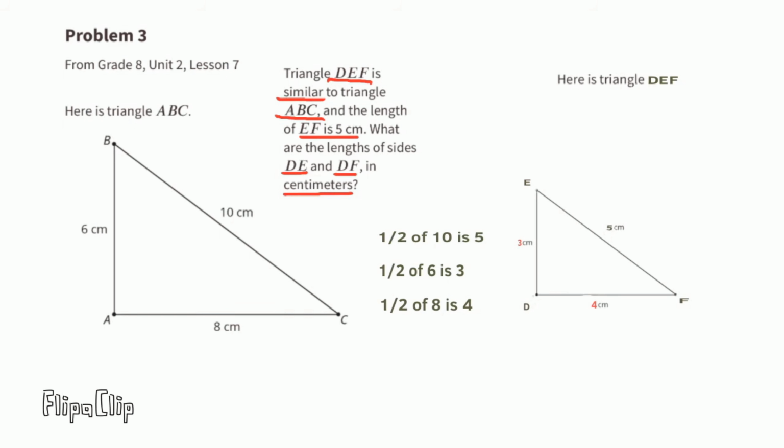sides for triangle ABC. Half of 6 centimeters is 3 centimeters, and half of 8 centimeters is 4 centimeters. The length of side DE is 3 centimeters, and the length of side DF is 4 centimeters.